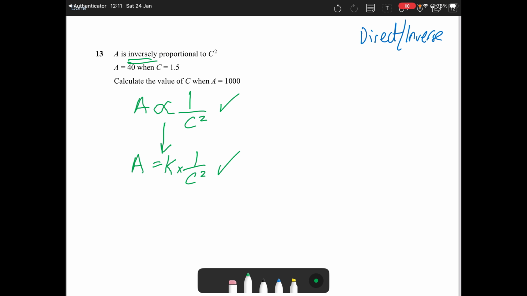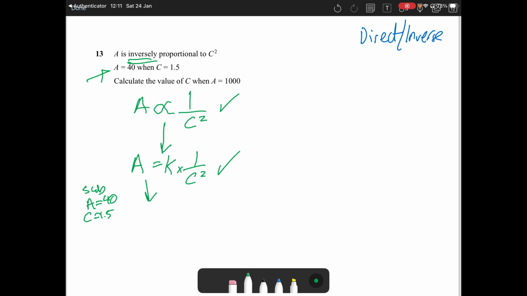Let's read ahead. You are given a fact. You are told when A is 40, C is 1.5. Well, that's really useful because if you substitute those two numbers in, you'll know exactly what K is. We know A and C aren't perfectly connected with the number one. There's some number involved. So let's do that. Sub your values A and C in, and we'll get an equation.